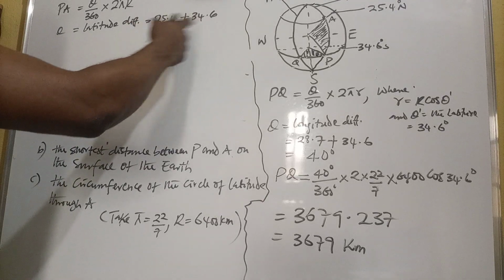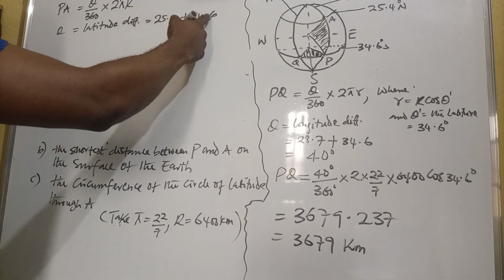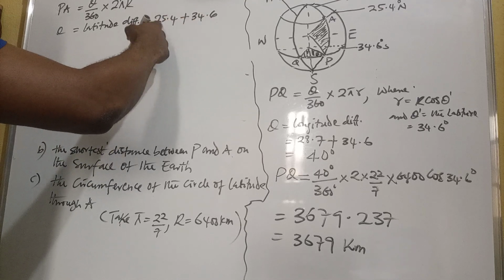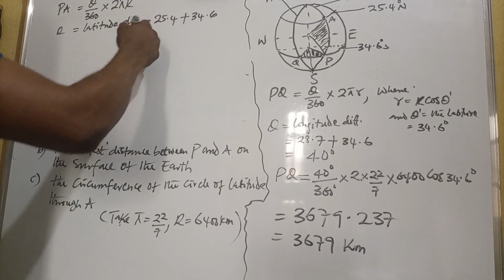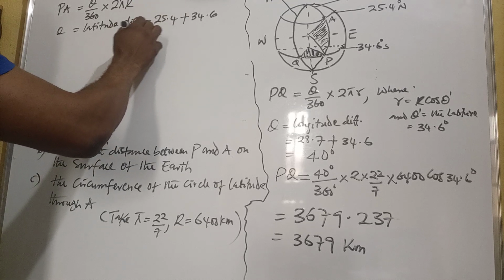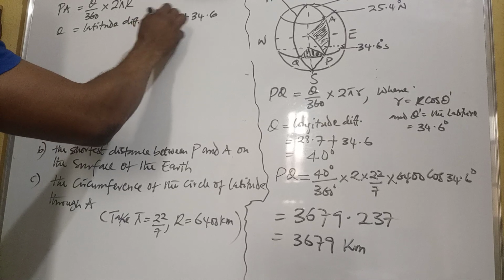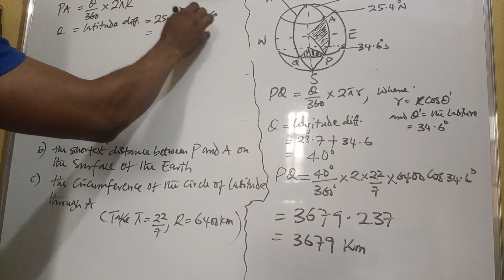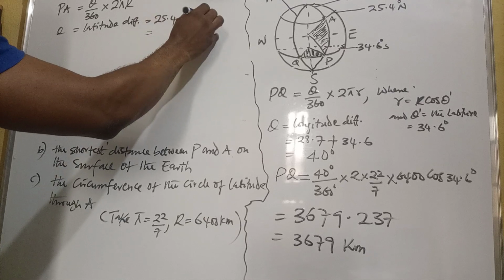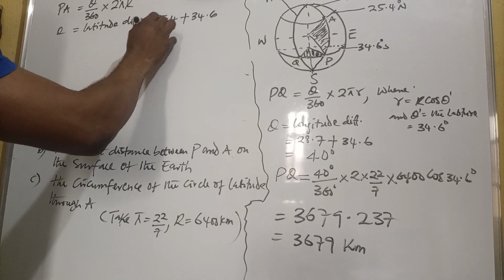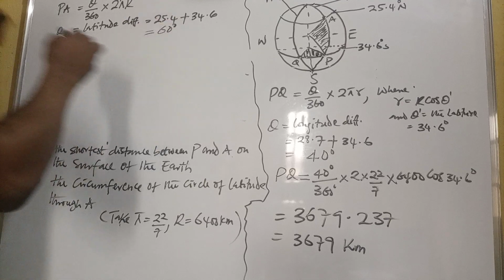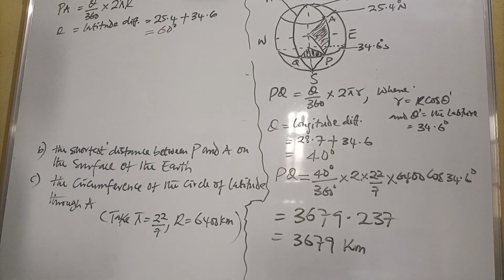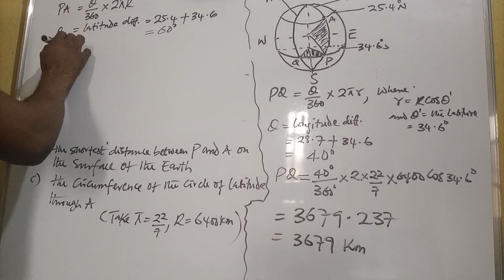So when we add these two together, 34 plus 25, what are we going to get? Theta is going to give us what? 60, because 25 plus 34, 20 plus 30 is 50, 5 plus 4 is 9, 0.4 plus 0.6 is 1. So that will give us 60 degrees. So I am going to substitute that into my formula.